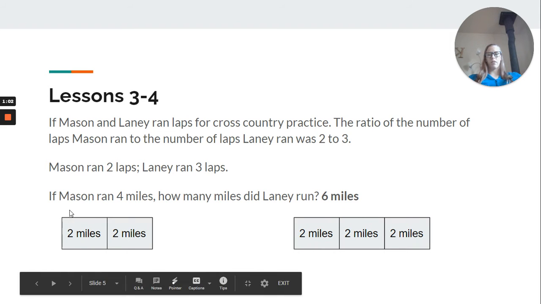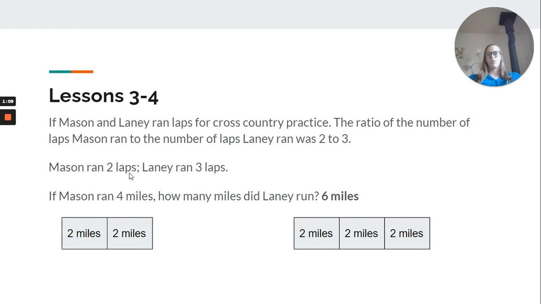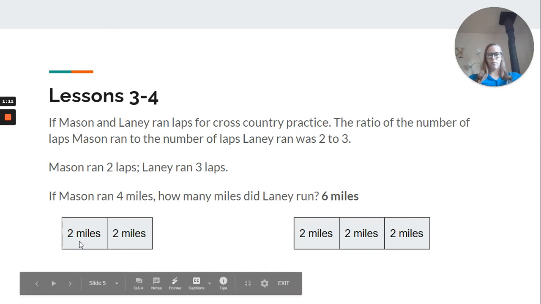And we looked at it using shapes. So we broke up Mason's 4 miles because we knew that he ran 2 laps. So 2 miles and 2 miles. And if Lainey runs 1 more lap, then we add 1 more block, and she ran 6 miles.